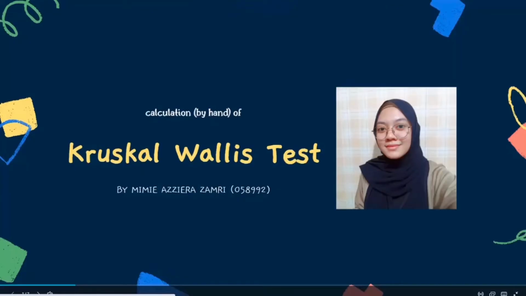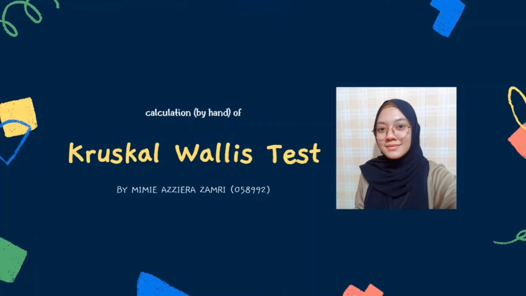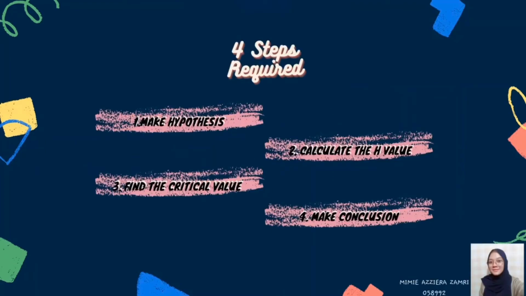Thank you. Now, we will look at the example that was selected, and I will teach you how to solve the question using the Kruskal-Wallis test. To solve the question, 4 steps are required, which are: make the hypothesis, calculate the H statistic value, find the critical value in the chi-square table, and make the conclusion.